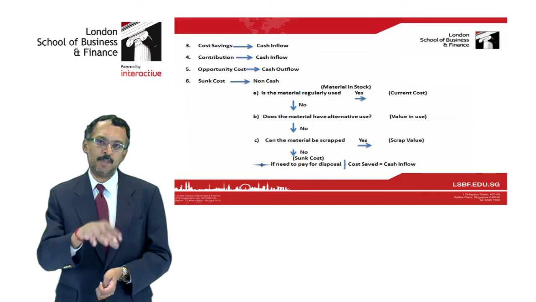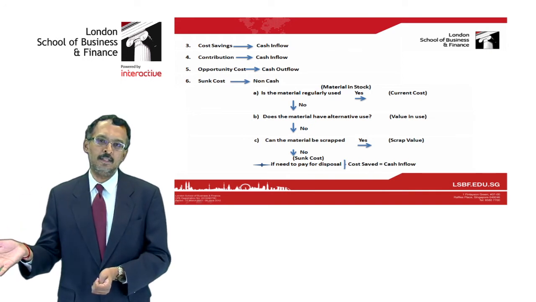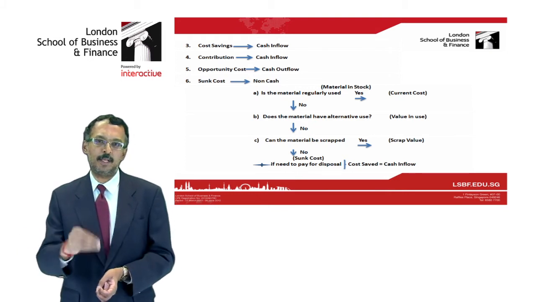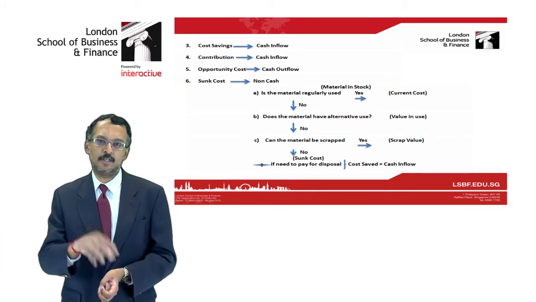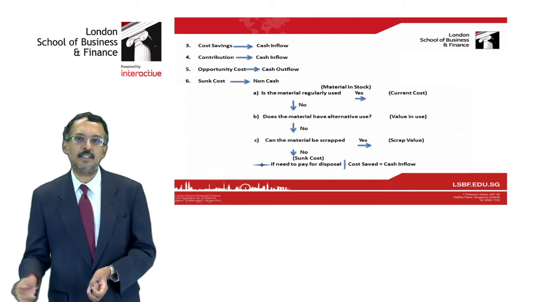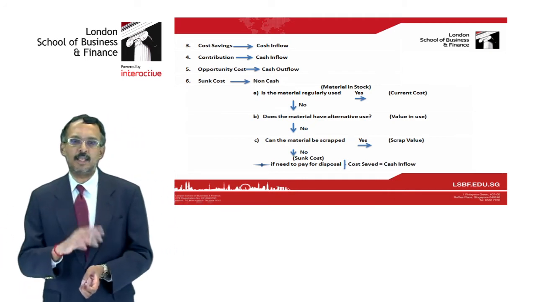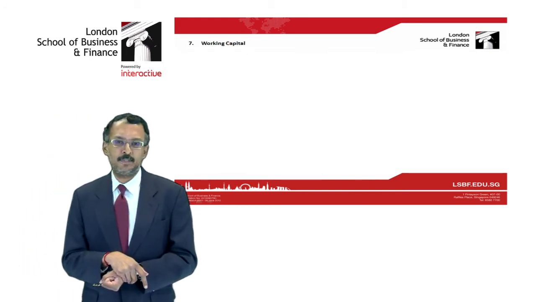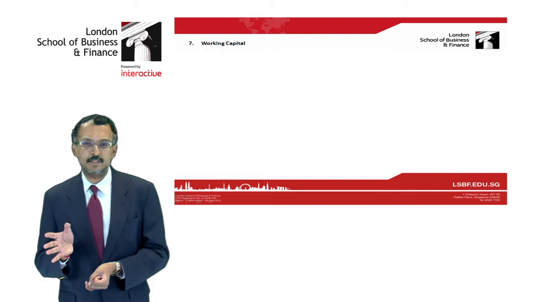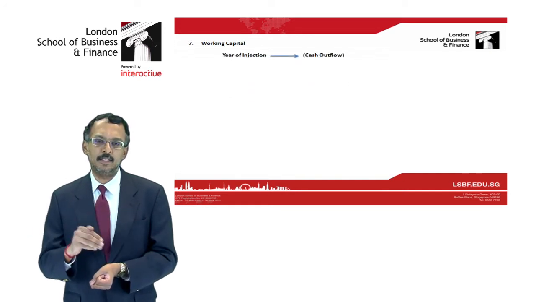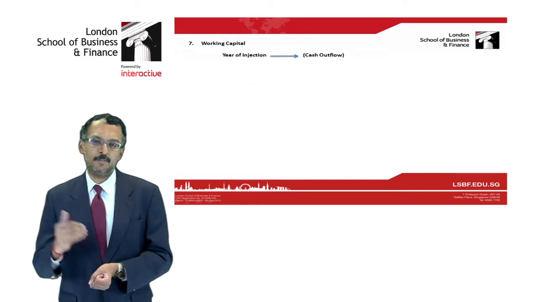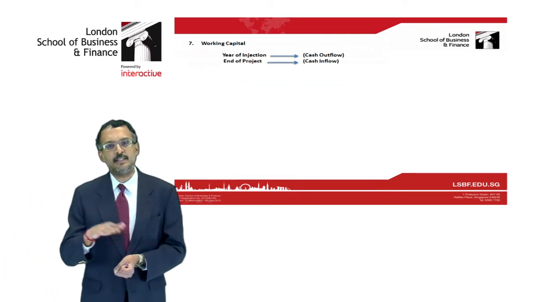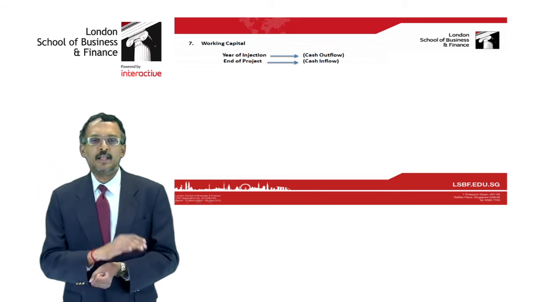However, if you need to pay money to throw away this material, then by going into the project, you save that money that you need to pay to throw away. That is a cost savings which is treated as a cash inflow. And this is the logic behind sunk cost, please. Then we come to working capital. Working capital in the project is always a cash outflow in the year of injection. At the end of the project, all working capital has to be released. When it is released, it is a cash inflow.